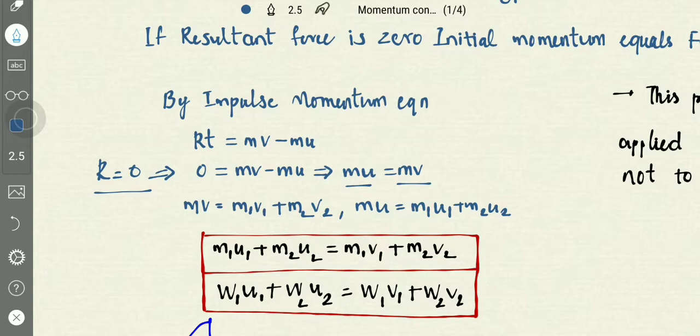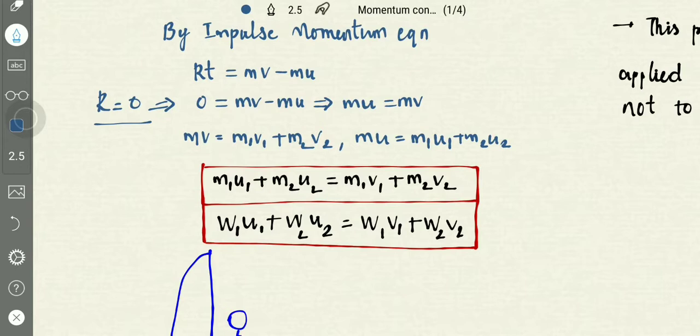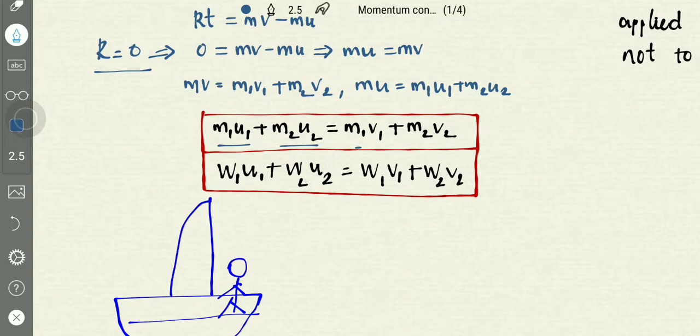If there are two bodies, then the final momentum will be m1v1 plus m2v2. This is the final momentum of the first body, and this is the final momentum of the second body. The total initial momentum will be the initial momentum of the first body and the initial momentum of the second body. If you write it, m1u1 plus m2u2 is equal to m1v1 plus m2v2.